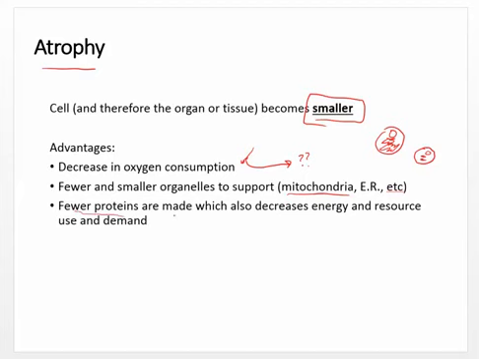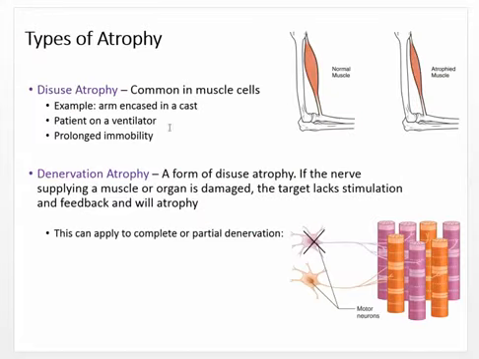Okay, so fewer proteins are made overall. That's in general. Fewer proteins are made, which also decreases energy and resource use and demand. You don't need as many amino acids. You don't need as much glucose. You don't need as many nutrients to take care of those cells. So hopefully that makes sense, and that's the term atrophy, or the shrinkage, or getting smaller.